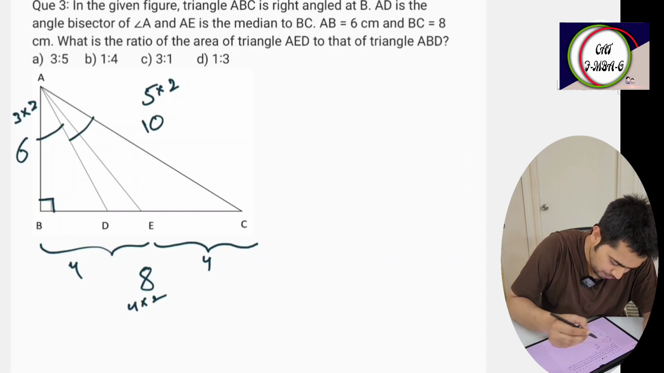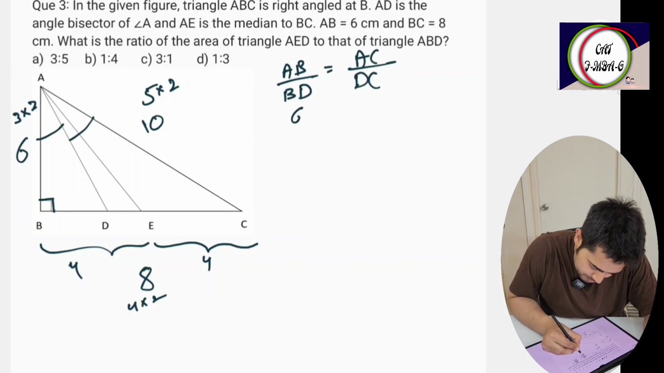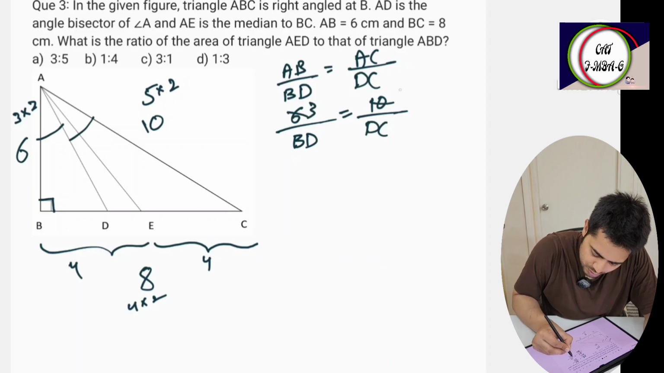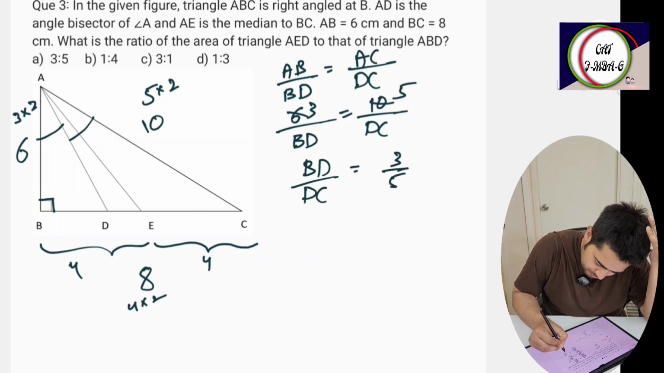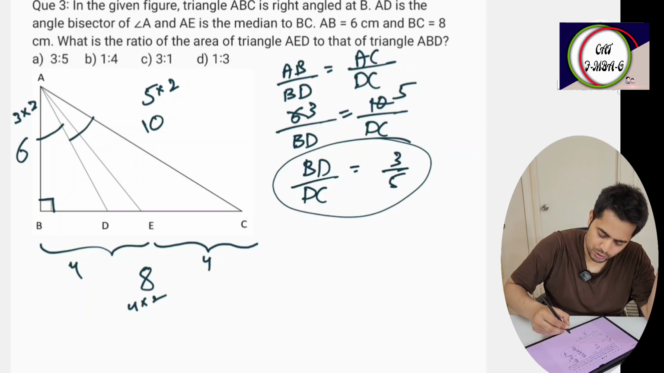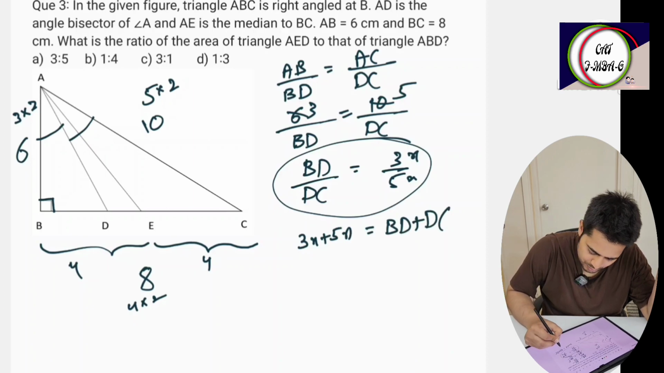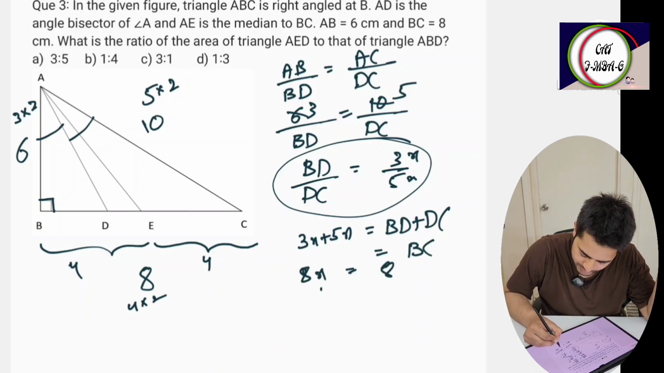Now since the angle bisector theorem has to be used, let us write it down. AB by BD is equal to AC by DC. So AB is 6 divided by BD is equal to AC is 10 divided by DC. So 2, 3, 2, 5. So BD by DC is equal to 3 by 5. Let us say BD is 3x and DC is 5x. So 3x plus 5x, BD plus DC, is equal to BC. So 8x is equal to BC, BC is 8, so x is equal to 1.